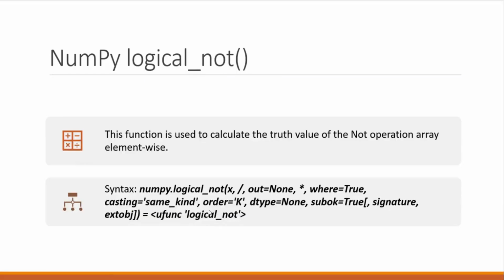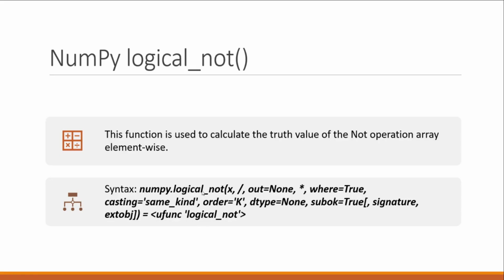Now let us understand the next function, that is the NumPy logical_not function. Basically, NumPy logical_not is a NumPy library function that calculates the result of not array for every element of an array, and it will return the result in the form of a new array. The logical_not function computes the truth value of not array element-wise. Remember one thing, if the input array is empty, this method returns an empty array.